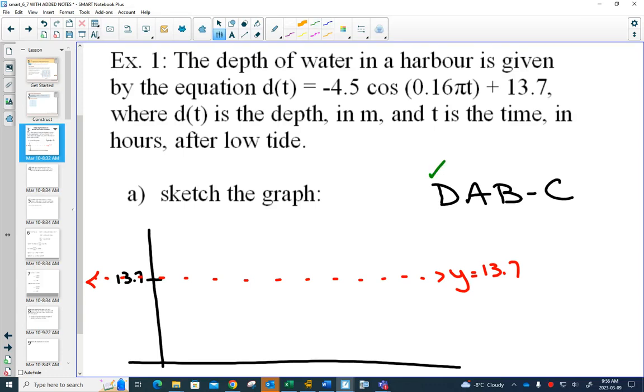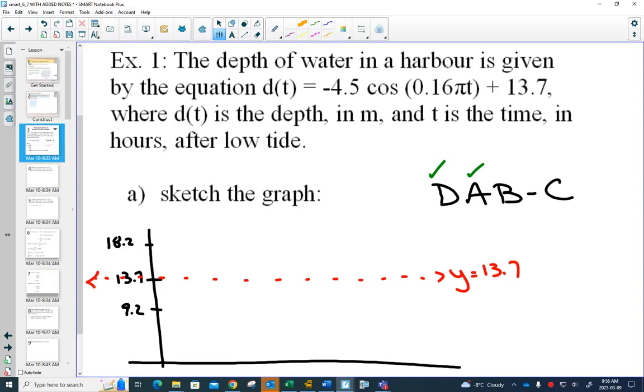A is our amplitude. We've got a negative 4.5, but amplitude is always positive, so this means we are going to go up 4.5. That would take me to 18.2, and down 4.5. That will take me to 9.2. Labeling the max and the min is what we have to do with our A value.